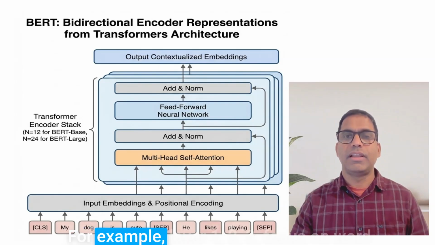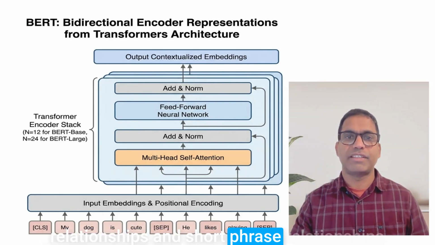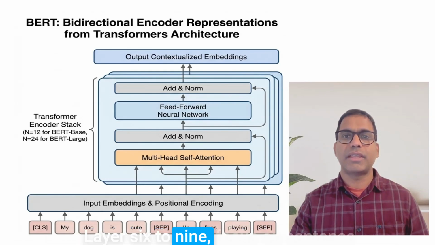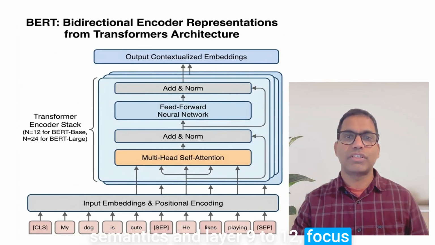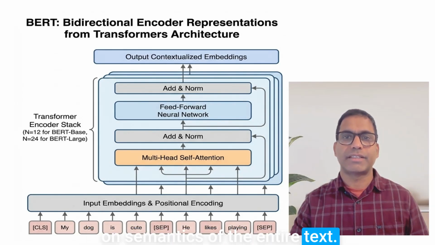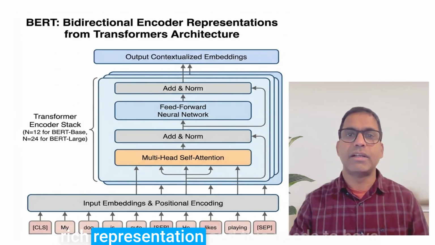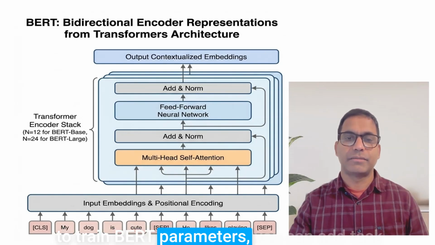For example, layers 1 to 3 focus on word relationships and short phrase relationships. Layers 3 to 6 focus on clauses in the sentences. Layers 6 to 9 focus on sentence semantics, and layers 9 to 12 focus on semantics of the entire text. If you go deeper, you get more semantically rich representation, and this needs more data and more computational power to train BERT parameters.